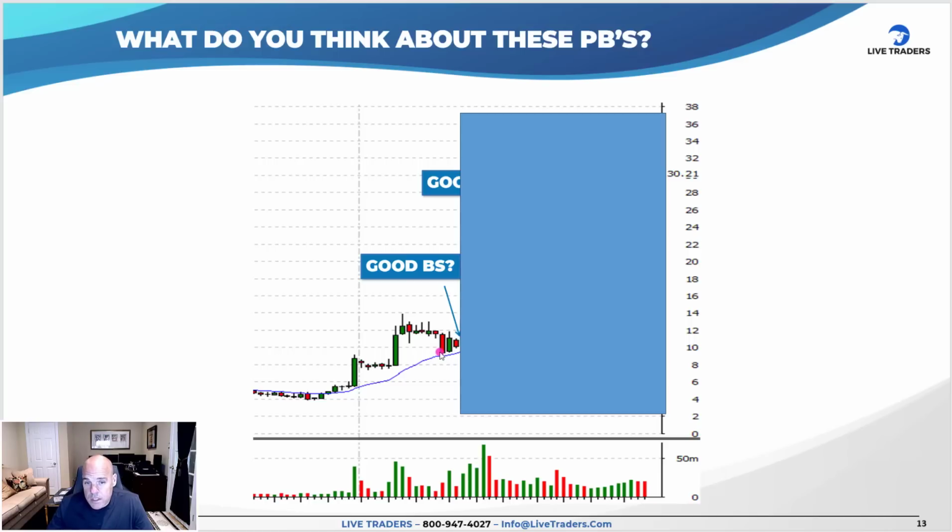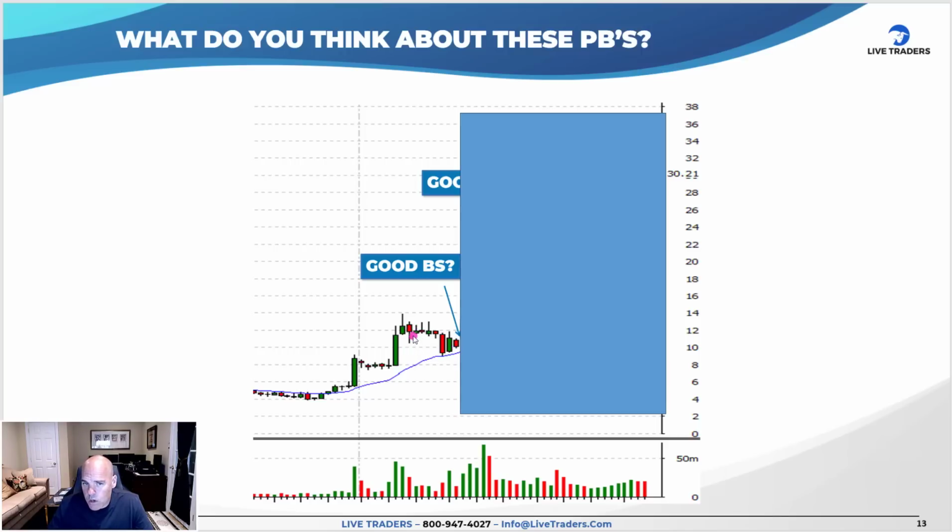That red bar was then engulfed by a green bar, which is bullish. But after that green engulfing bar, the next bar is red. So how do you know at that moment in time who's winning this battle? You don't.